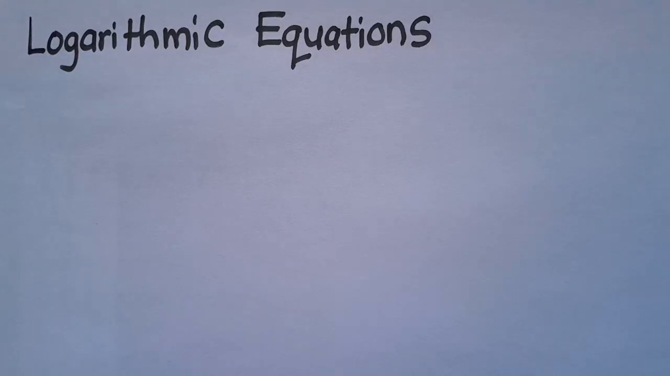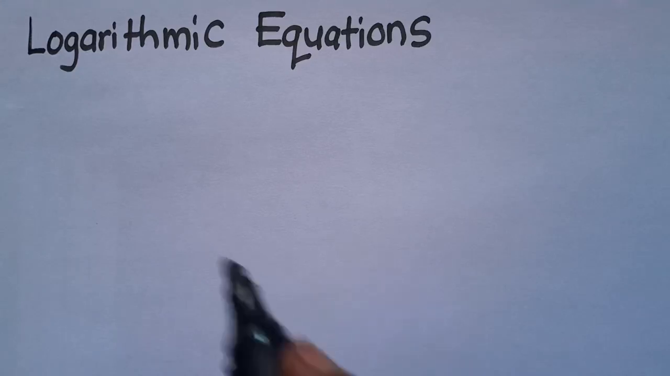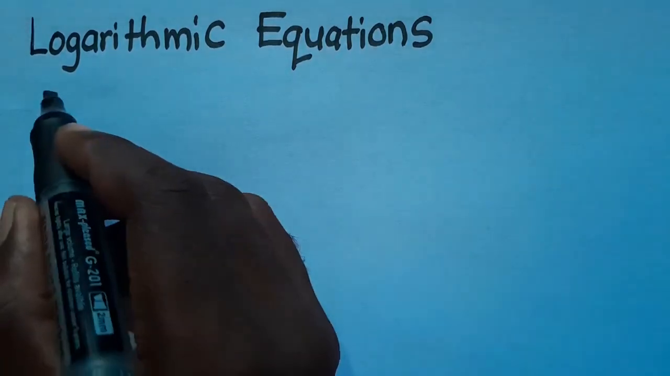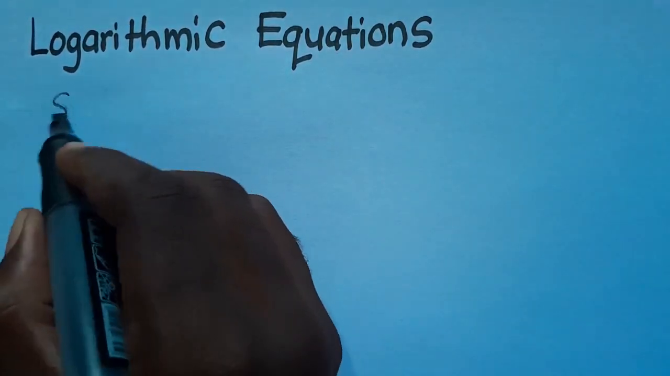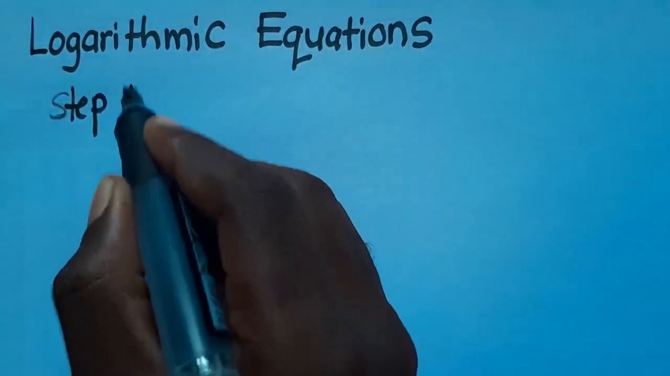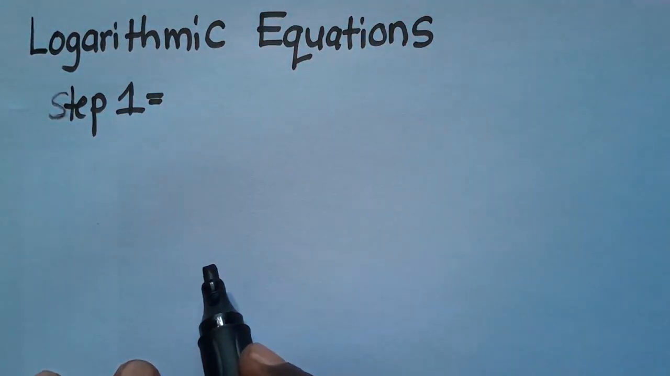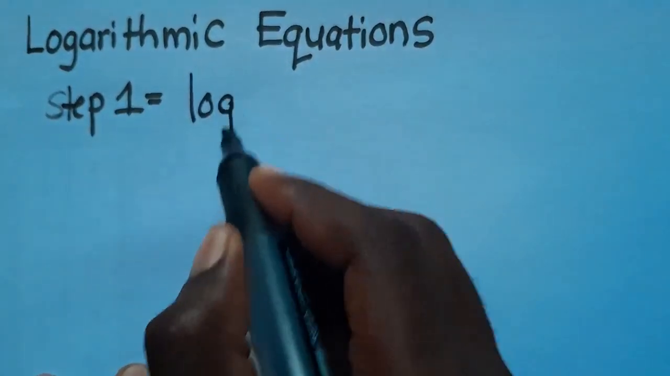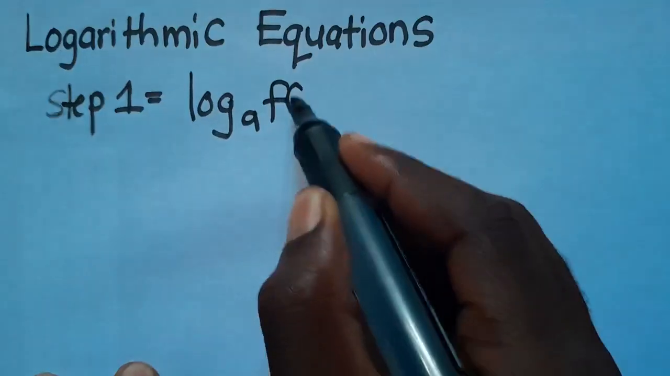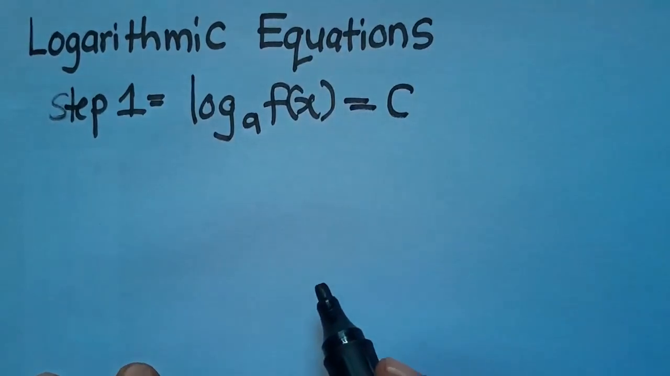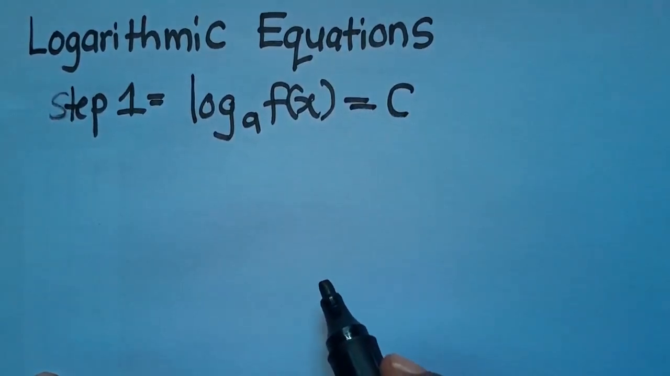There are certain steps that we need to follow each time we are solving a logarithmic equation. Step number one: whenever you are solving any logarithmic equation, you need to make sure that you write the equation in this standard form, where you say log base a of f of x should be equal to c. Like this. You need to write it in this way.